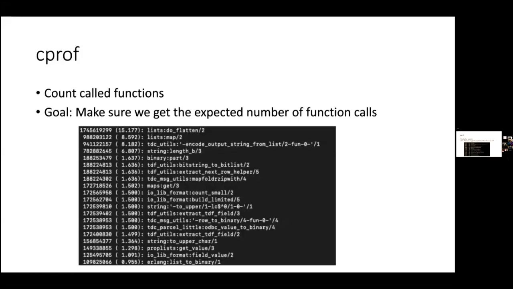So we start with cprof. cprof will help us with the first goal, to make sure that we get the expected number of function calls. The screenshot here shows a sample of the output of cprof that we got after profiling the HyperQ code, and on top is the function that is getting called the most. It's the function doFlatten.